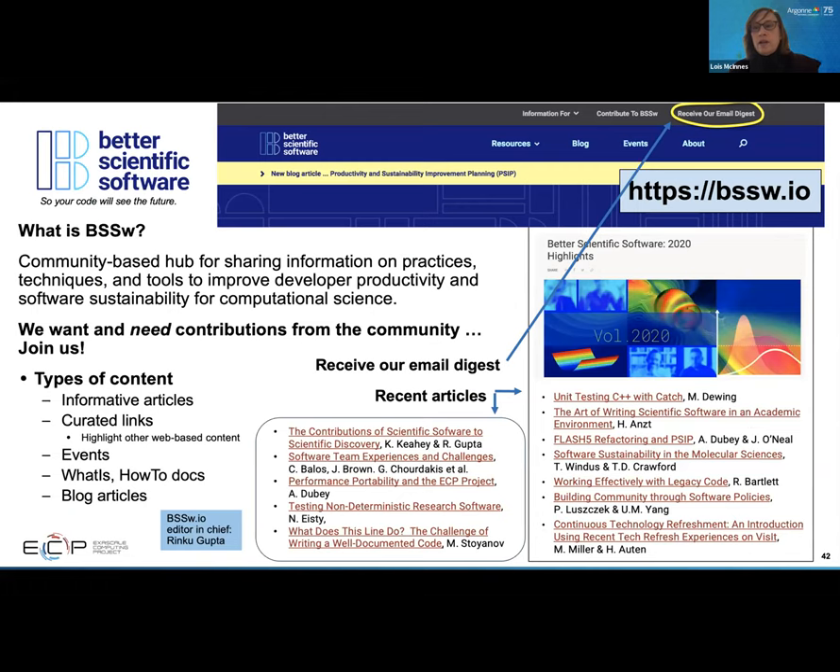Another initiative in the IDEAS Project is the Better Scientific Software site, which is intended as a welcoming place for the community to share information about software practices. We welcome all of you to contribute to the site, and we encourage you to read articles on the site. We do send a monthly announcement about new content on the site, so it's not a high volume mailing list. So please sign up if you're interested. And Rinku Gupta from Argonne is the editor-in-chief of this site. I'm sure she'd be really delighted to hear from anybody who might be interested in contributing.